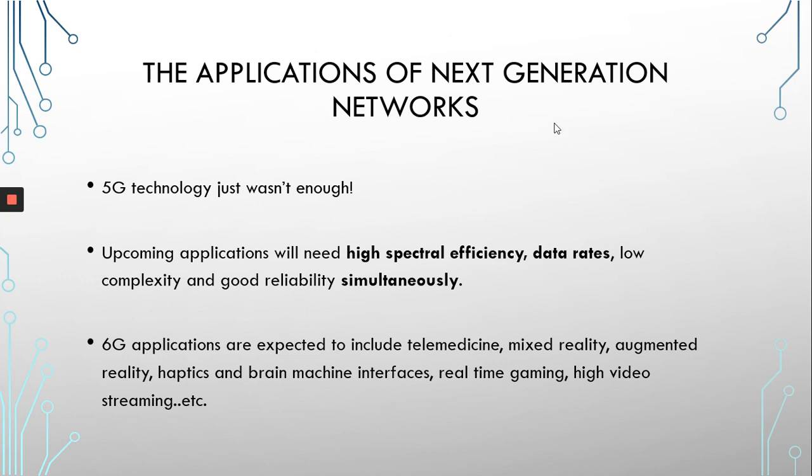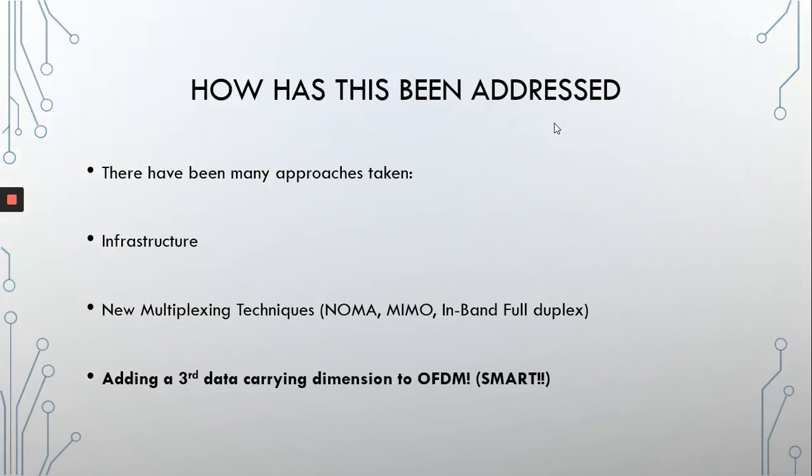In the end, if you're transferring erroneous bits or erroneous data, then what's the point of transferring it at all? So some of the 6G applications which are pushing us towards better telecommunication systems currently are expected to include telemedicine, mixed reality, augmented reality, haptics and brain machine interfaces, real time gaming, high video streaming, and much more. So, one of the main issues being addressed in novel telecommunication technologies is, well, data rate.